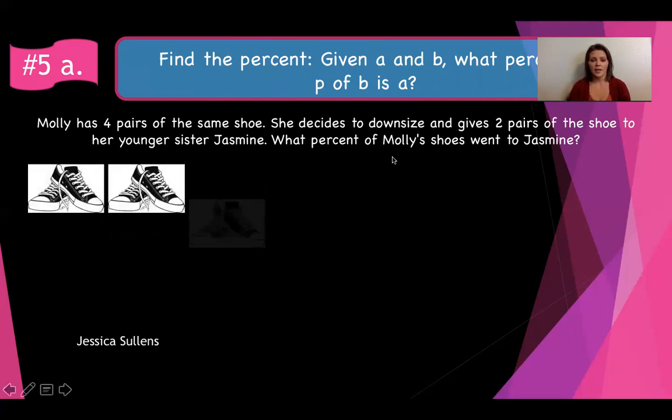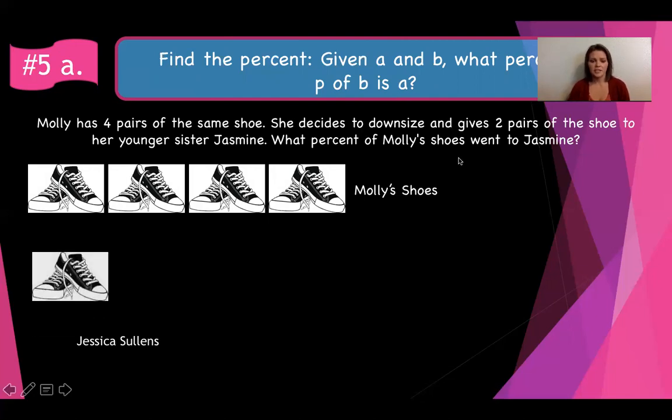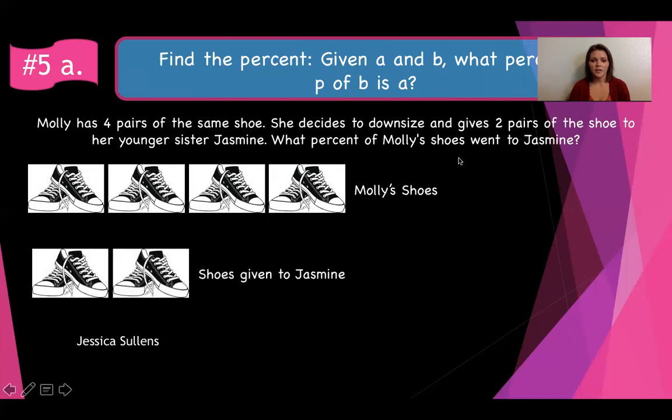Well, we know that Molly had 4 pairs of shoes over here. She had 4 pairs of the exact same shoes. So we can see her shoes here. She's downsizing and giving 2 of her pairs of shoes away to her younger sister. So shoes that went to Jasmine were 2. Looking at this, you can see that we took away half. So 50% of Molly's shoes went to Jasmine.